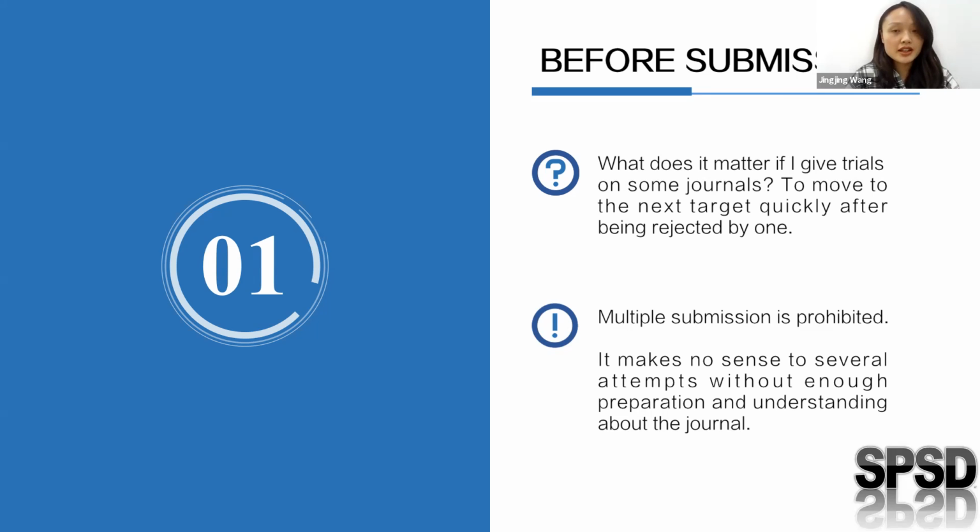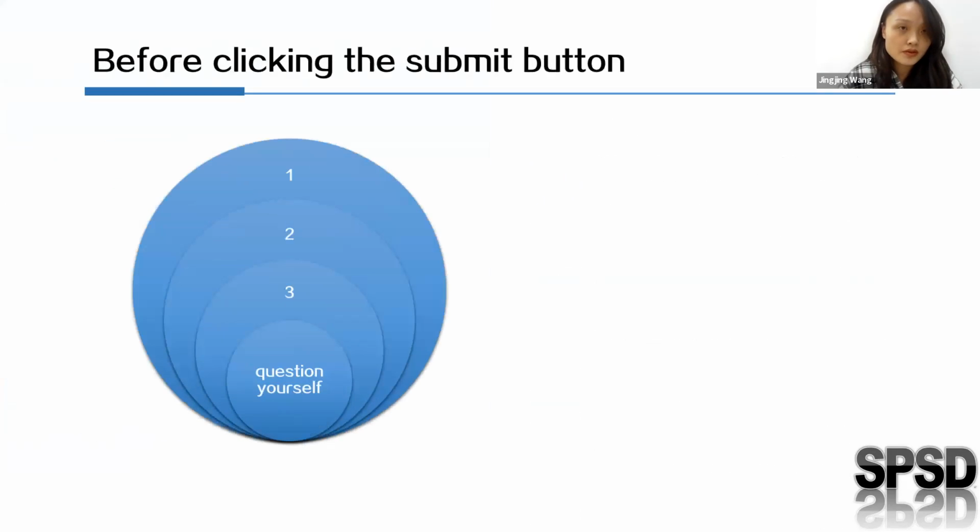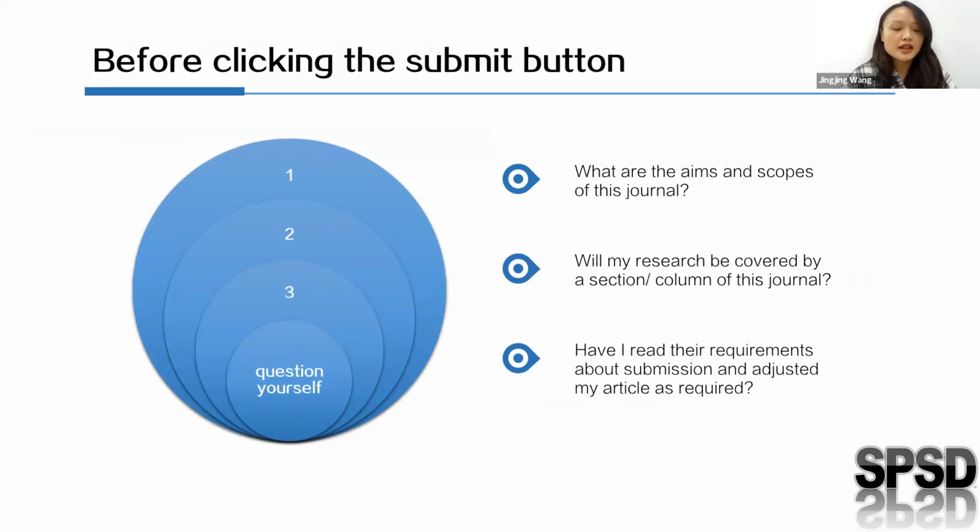So before you click the submitting button, please ask yourself 3 questions. What are the aims and scopes of this journal? Will my research be covered by a section or column of this journal? And have I read their requirements about submission and adjusted my article as required? I believe this won't take you much time. After all, you can get enough information from the journal's homepage. And I will explain each question.